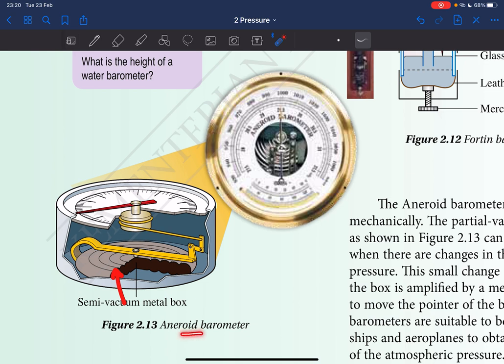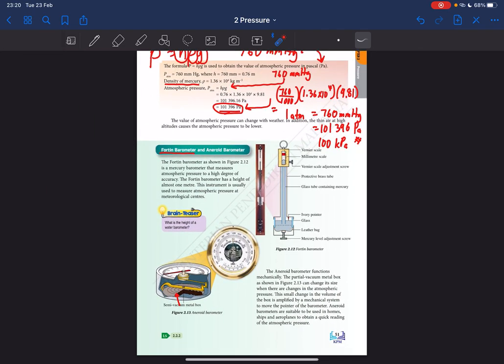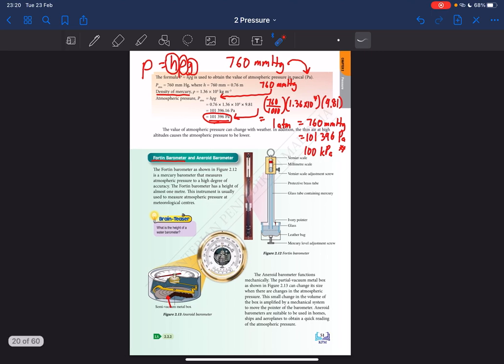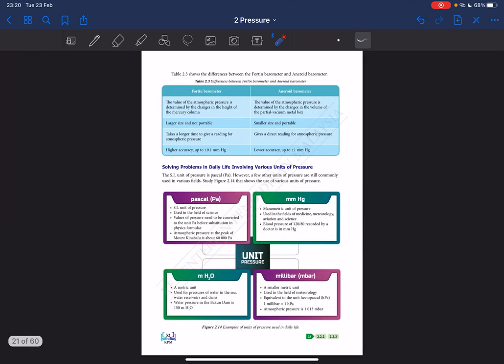Actually, the aneroid barometer is also the barometer that is used at a petrol station. However, between these two barometers, the Fortin barometer is more accurate because it's more sensitive compared to the aneroid barometer. Okay, so far everything's all right. Well, let's see the next page.